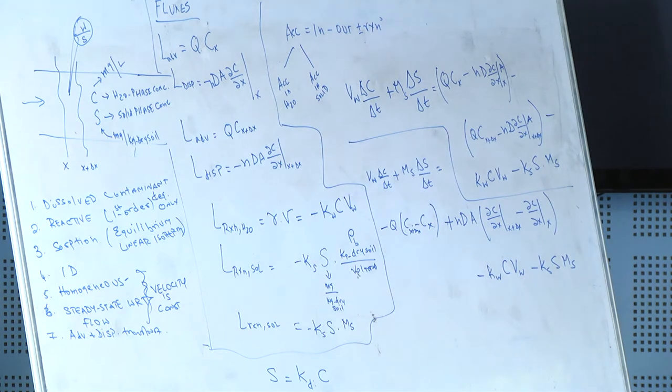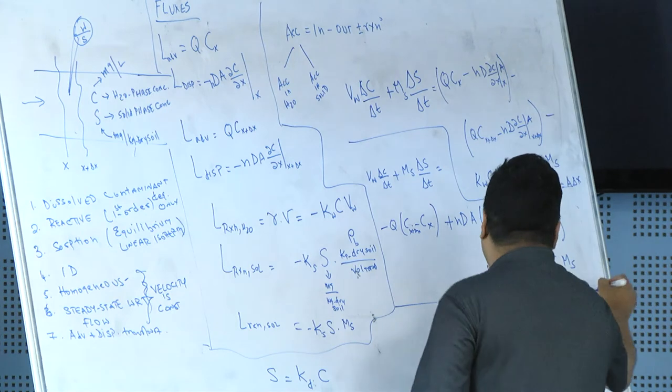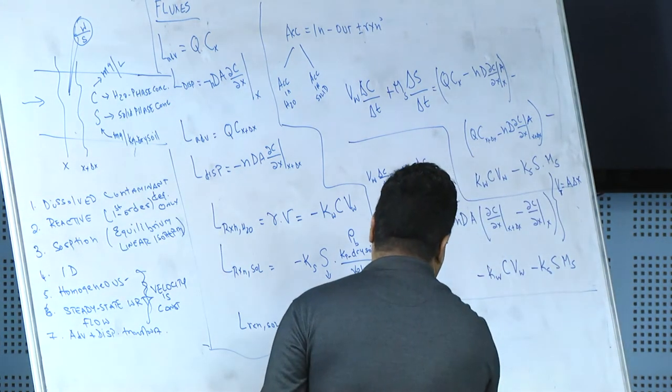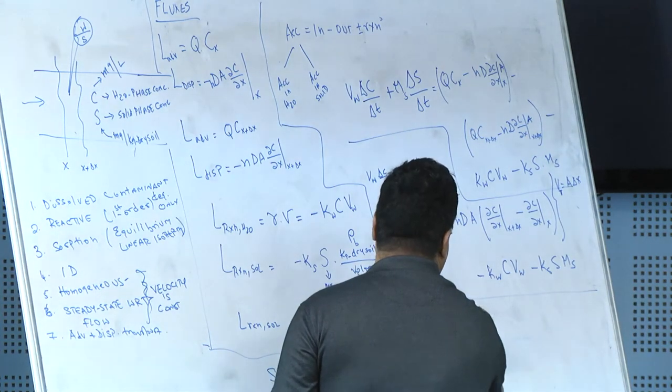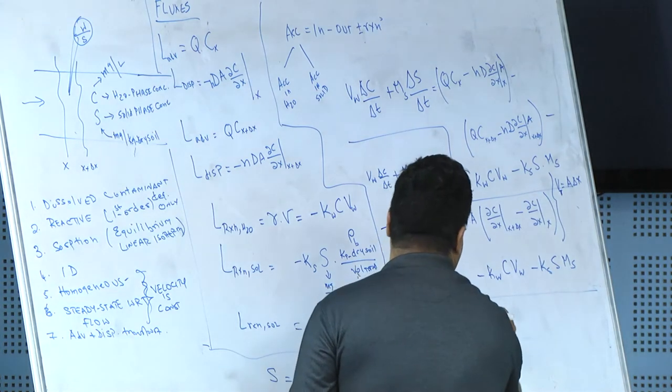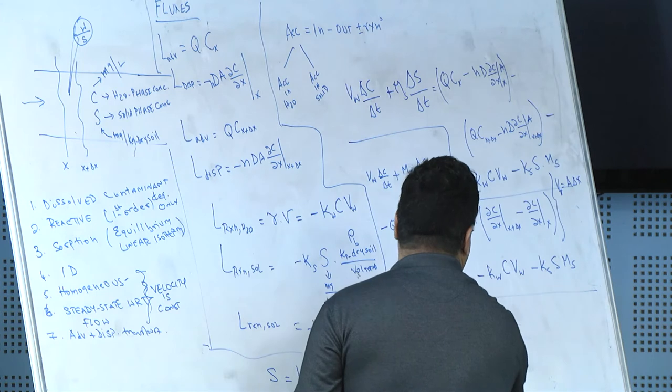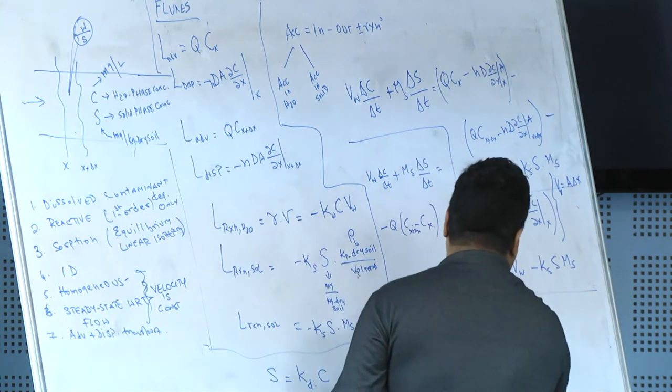So what do we do next? So we know that V is equal to A delta X. This is my total control volume. So I'm going to divide throughout by VT. Okay. And the accumulation term is Vw over VT, delta C over delta T, plus Ms over VT, delta S over delta T equals minus Q.